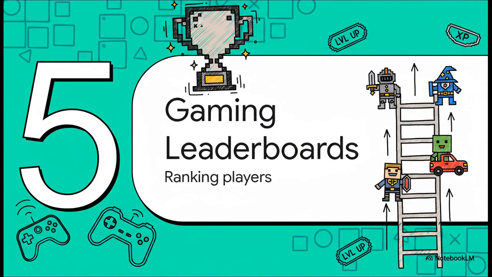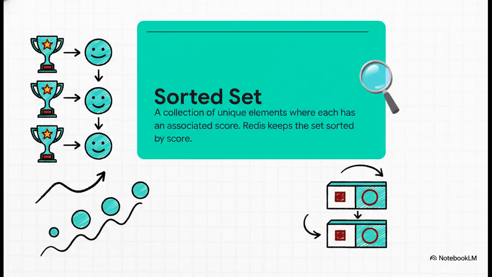And now for our 5th and final use case, we're going to talk about something really fun, but also something that needs to be lightning fast, building real-time leaderboards for games. So what's the magic here? Well, it all comes down to a special Redis data structure called a sorted set. Now, this isn't just your average list. It's a collection of unique items, like player names, where every single item also has a score. And here's the killer feature. Redis automatically keeps the entire set sorted by that score all the time.